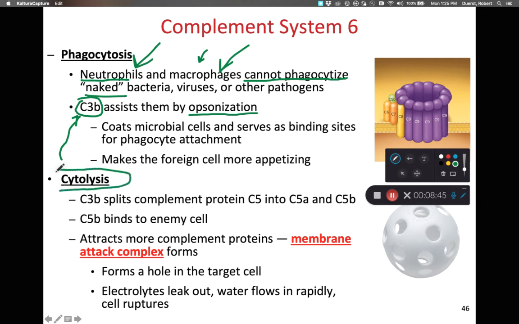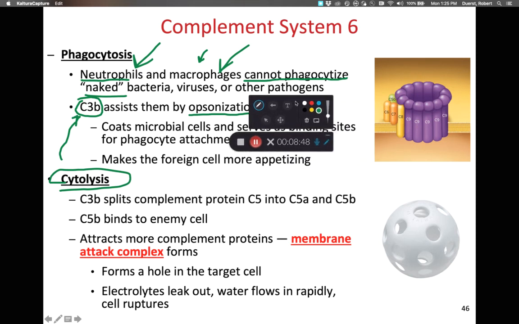We also have cytolysis, the 4th method. Cytolysis is going to depend upon complement protein 3B splitting into other complement proteins. Complement protein 5B binds to the membrane or the cell of the pathogen, and then recruits other complement proteins to form MAC, the membrane attack complex, or a MAC.